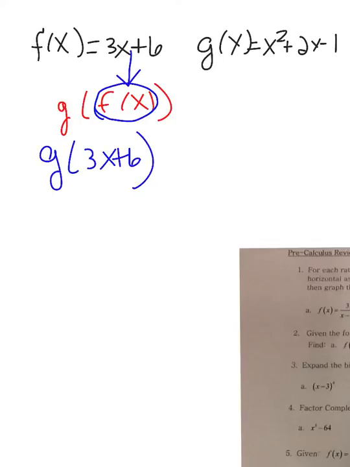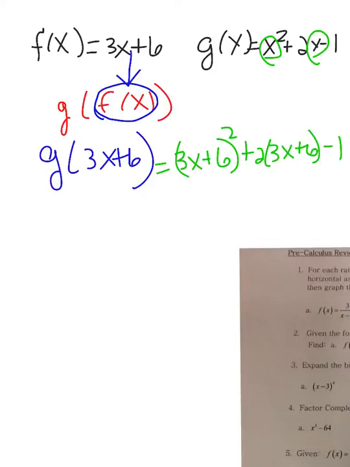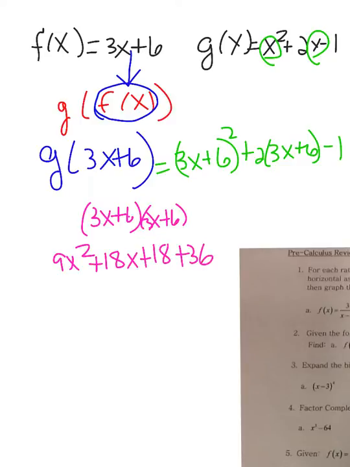So what this means to do is to go to my g function. Wherever I see an x, I'm going to plug in my input, which is 3x plus 6. So it's going to be 3x plus 6 squared, plus 2 times 3x plus 6, and then I have minus 1. Alright, so let's start with 3x plus 6 times 3x plus 6. So that's 9x squared plus 18x plus 18x plus 36. Distribute the 2. So we get 6x plus 12, and then I have minus 1.